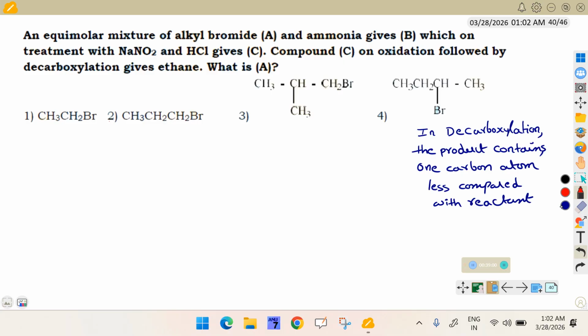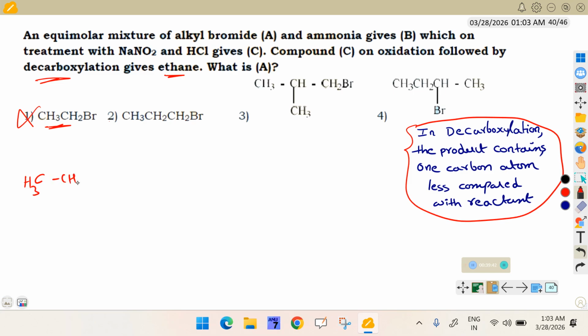An equimolar mixture of alkyl bromide and ammonia gives B, which on treatment with NaNO2 and HCl gives C. Compound C on oxidation followed by decarboxylation gives ethane. We know that in the decarboxylation process, the product contains one carbon atom less compared with the reactant. So the product is ethane, the reactant is propyl combination. Now first option is ruled out. Here two carbon atoms are present. Take the second option.